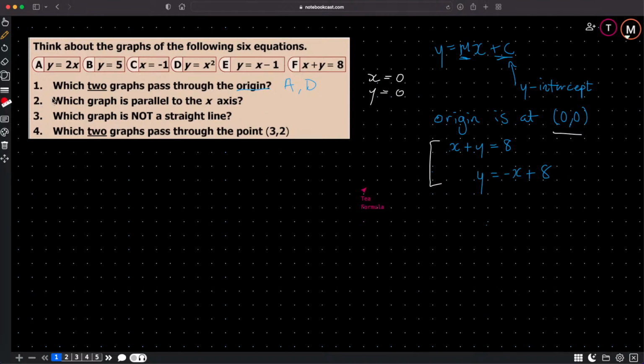That's cool. Okay, question 2. Which graph is parallel to the x-axis? What does that mean to be parallel to the x-axis? That means it must be a horizontal line.